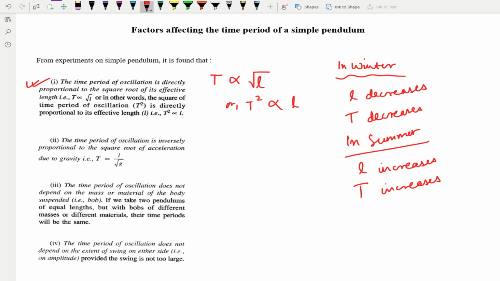So if the time period increases, what does it mean? It means it will take more time to complete one oscillation, to move from one end to the other and come back. And if the time period decreases, it means it will take less time to move from one end to the other and come back. Okay, so I hope this part is clear.